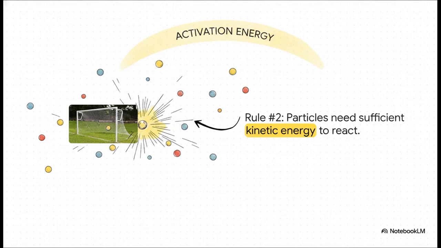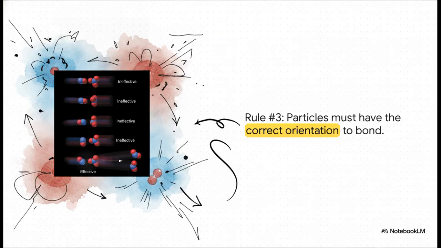Imagine a soccer goal. The ball, representing our particles, has to collide with the net. But if you barely tap the ball, it rolls a few feet and just stops. It collided with the ground, but it didn't have the kinetic energy to actually reach the goal. In chemistry, if the particles bump but don't hit each other hard enough, with enough activation energy, they just bounce right off. No reaction. And rule number 3?